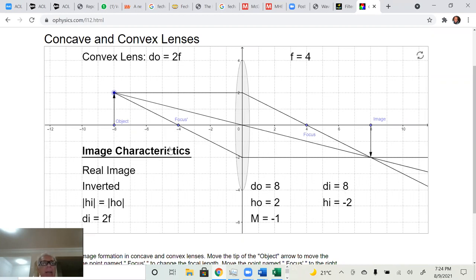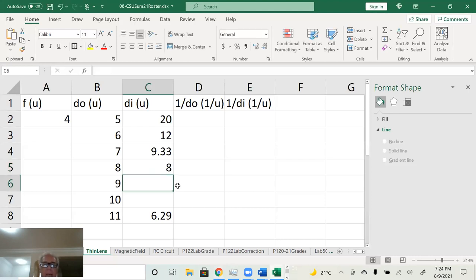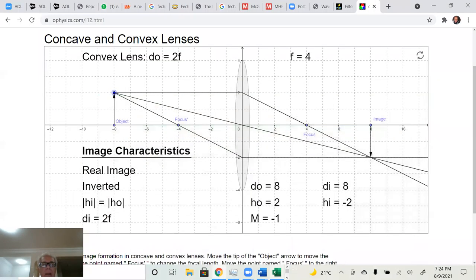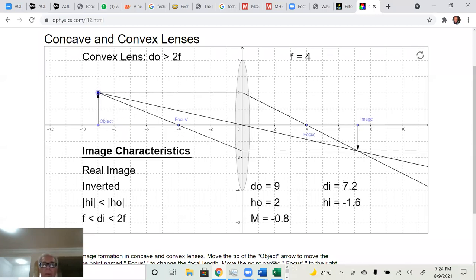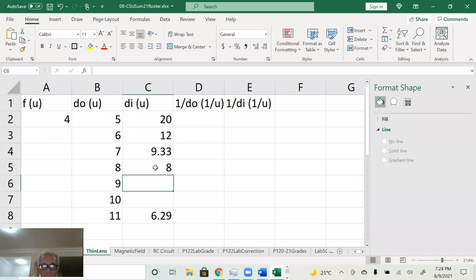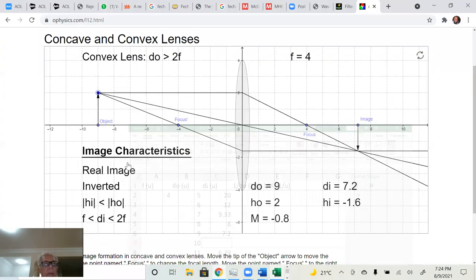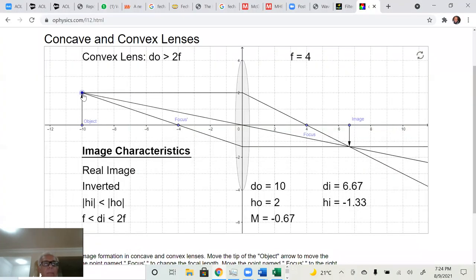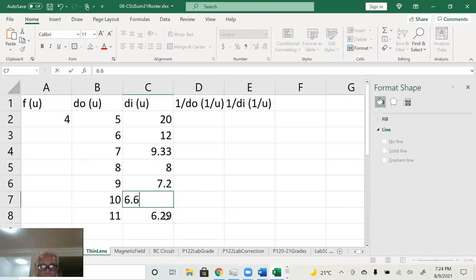Okay, so notice that at twice the focal length, you get the same position for the image, the same distance for the image. So at 8, you also get 8. Nine, 7.2. Then 6.67. There you go.